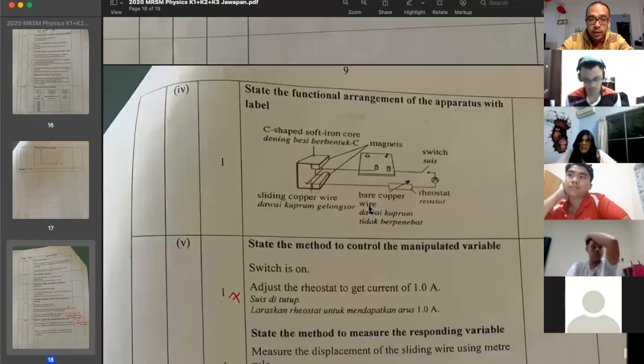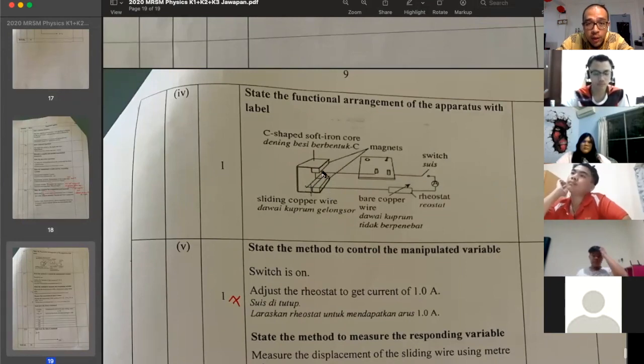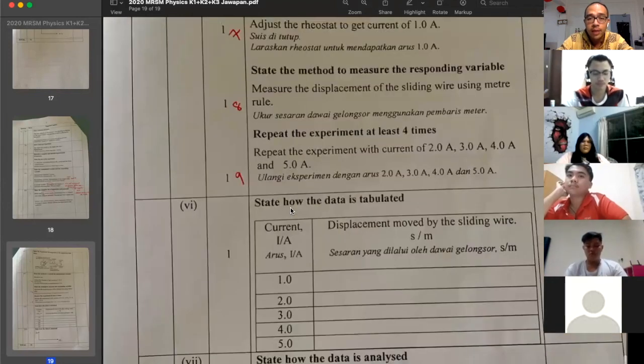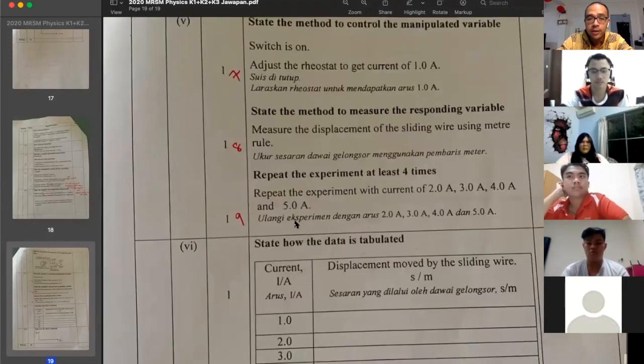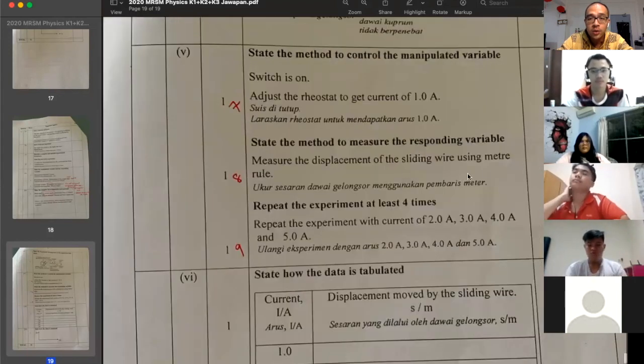Okay, so as you can see here, this is the arrangement. This is the C-shaped iron core. Okay, then there's a switch over here. You have the magnets, and then if you can see over here is the copper wire lah. Okay, yeah. So anyway, so blah blah blah. Make sure you have 5 values of currents. Okay, so 5 values of currents. Then you measure by using a meter rule.